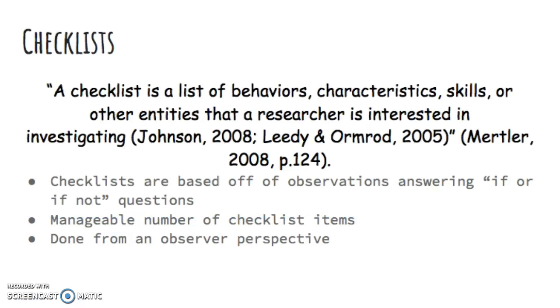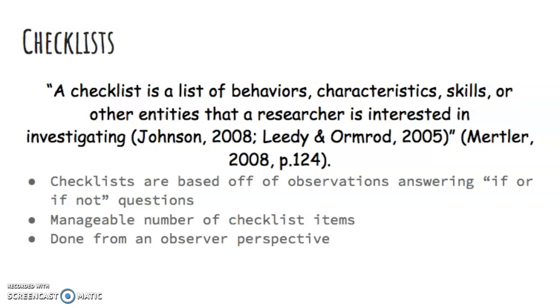So, what are checklists? Checklists are used for data technique as a list of behaviors, characteristics, skills, or other entities that a researcher is interested in investigating. I thought Mertler described what a checklist was very well, which is why I included that quote.